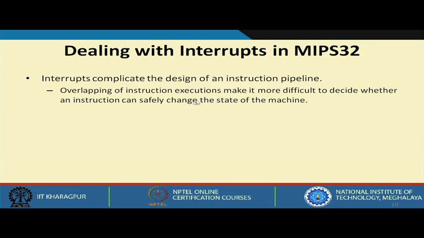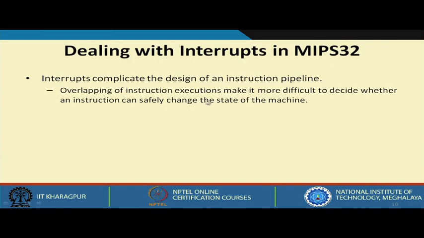See, overlapping of instruction execution makes it difficult to decide whether an instruction can safely change the state. When I say change the state, it means it changes the value of some register or something. Suppose an instruction changes the value of a register, and later on it is found that there is an interrupt; that instruction has to be withdrawn, but it has already modified a register. What to do then? That is a problem. So, the instruction should not change the state of the machine before it is known whether the interrupt has occurred or not.